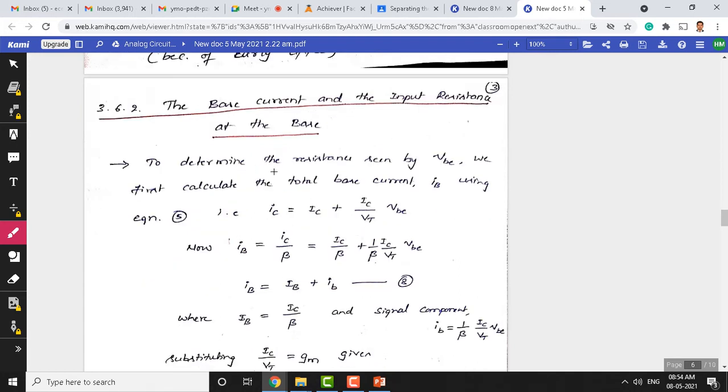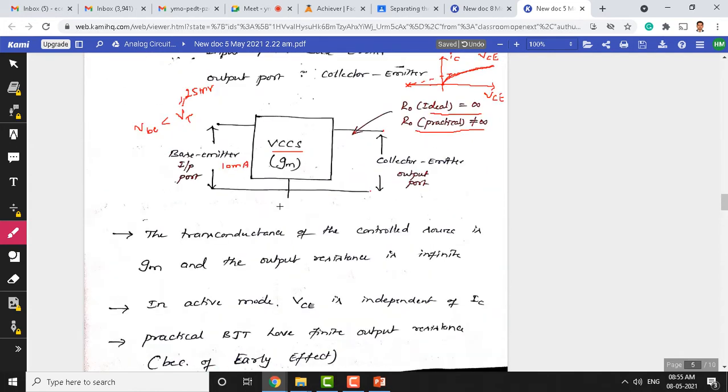To determine the resistance seen by VBE: VBE is nothing but an AC signal, as you are seeing here. Look at the notation here. When I say AC signal, we should think of it as maybe sine or cosine, anything it can be. So to determine the resistance of the BJT as seen by the AC signal, let us take up this circuit. When we apply an AC signal to this amplifier circuit, what amount of resistance does the AC signal see between these two terminals? The AC signal has to flow easily into the circuit and get amplified, and the amplified signal should appear at the collector.